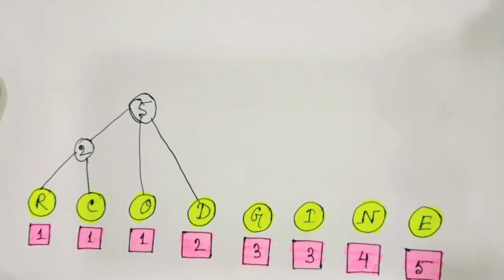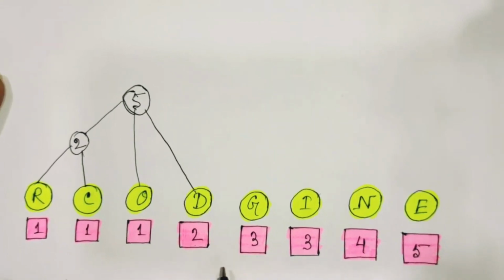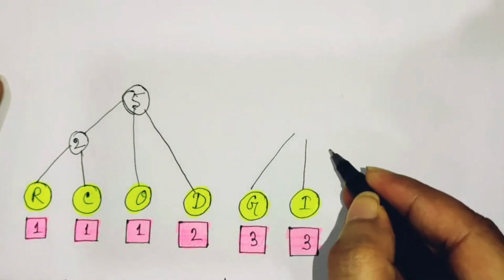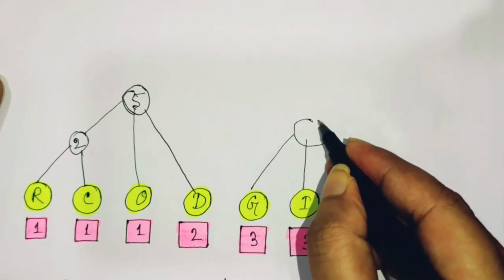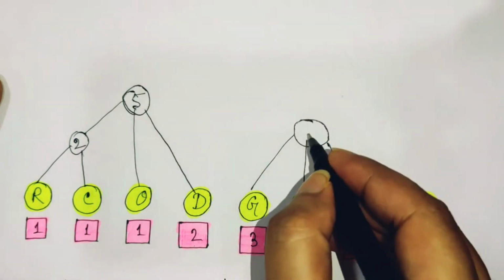Now after doing this, the minimum 3 more. Which 3 should we consider? 3, 3, 4 definitely, because these 3 are the lowest. So if we take this one, then we shall find this, and its total valuation is 10. 4 plus 3 is 7, plus 3 is 10.